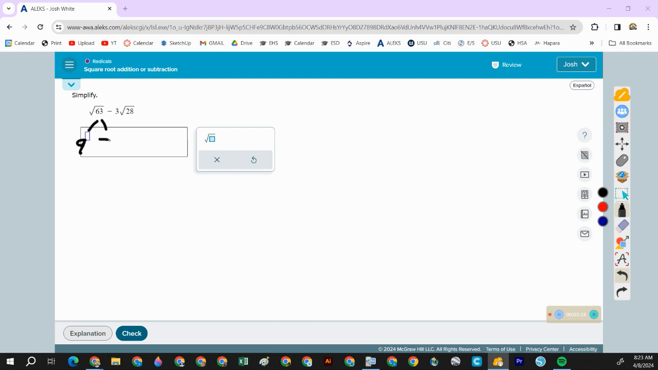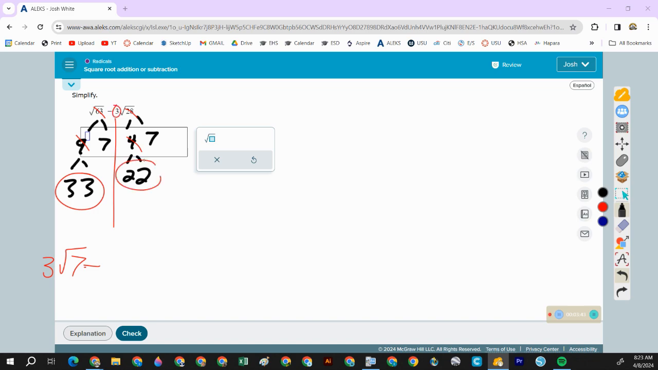So 63 is 9 times 7, 3 times 3. 28 is 4 times 7, which is 2 times 2. So cross off everything that factored. The first one, I can bring out a 3. 3 root 7, or minus. There's already a 3 in the front, but I'm going to bring out a set of 2's. 6 root 7. So 3 root 7 minus 6 root 7 is negative 3 root 7.